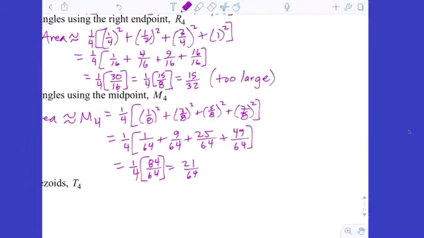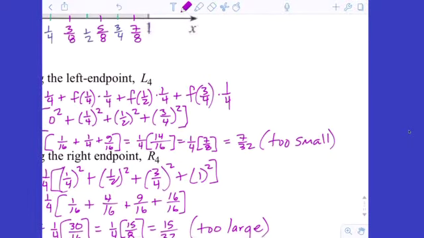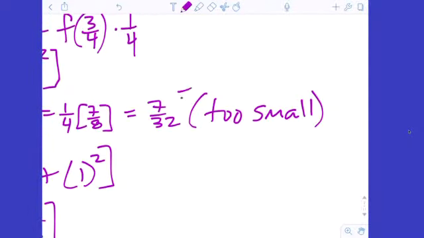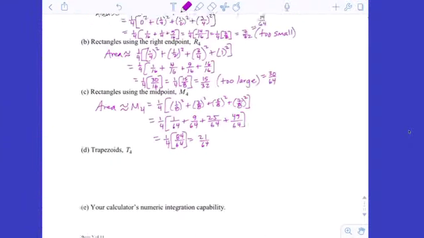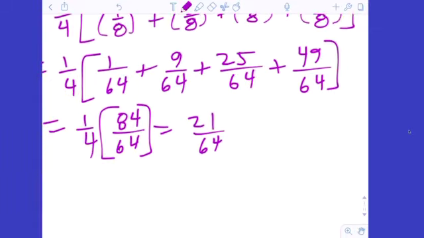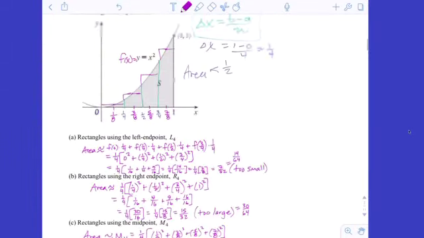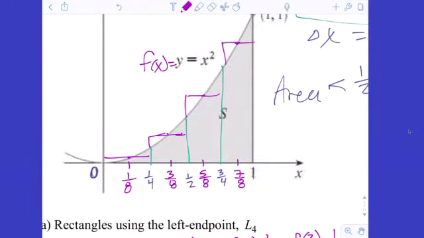So it's 21/64. So if you want to compare these, 7/32 is 14/64, and that's too small. And 15/32 is 30/64, and that one's too large. Do we know by looking at it if 21/64 is too big or too small? It's not immediately obvious, so you wouldn't be asked to say anything about that.